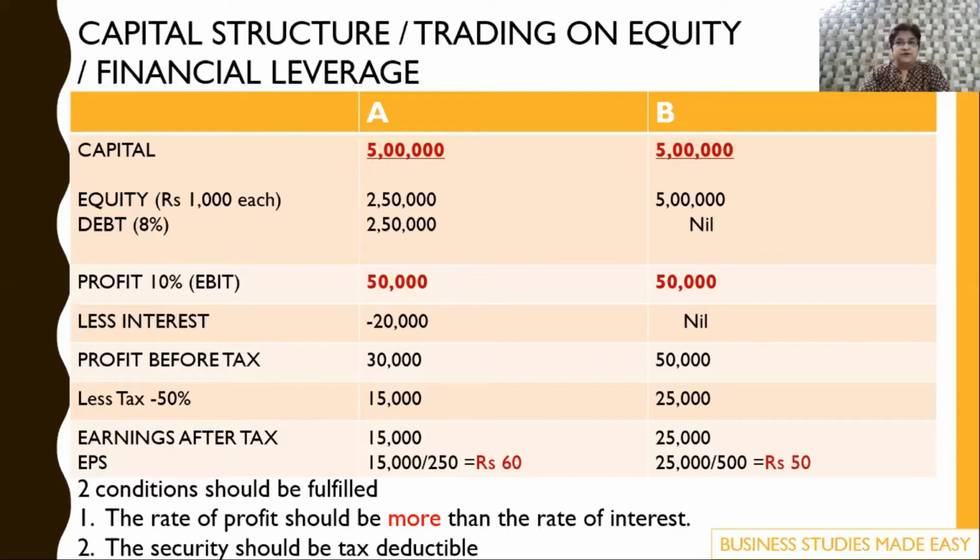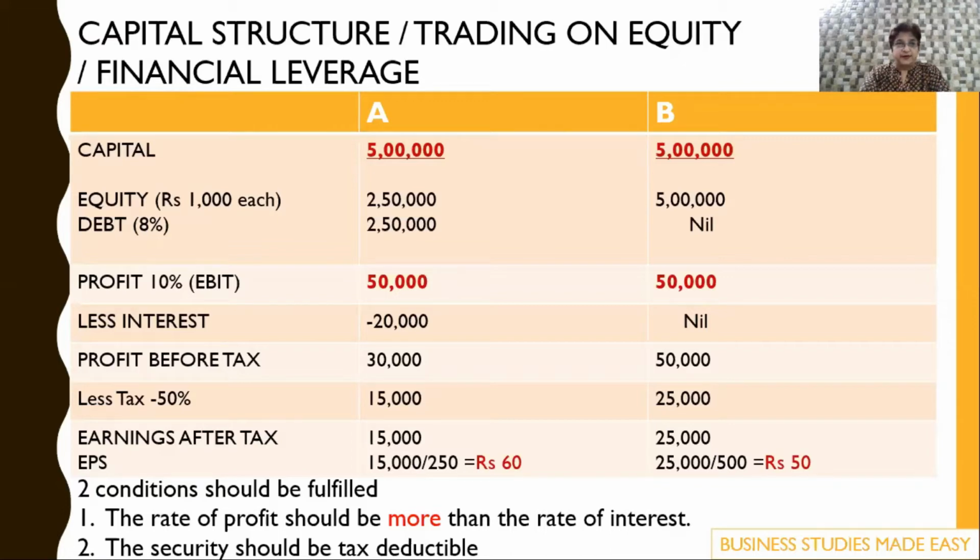The capital of A was 5 lakh. And equity was 2,50,000 out of the 5 lakh as capital. The finance manager issued 2,50,000 of equity and 2,50,000 of debentures. That means rupees 2,50,000 each. The profit was 50,000. Now 50,000 on 5 lakh comes to 10%.